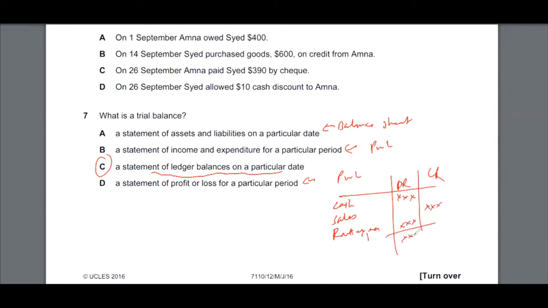And then these numbers should actually be equal. Debit is always equal to credit. So that's multiple choice 7. The answer is option C.